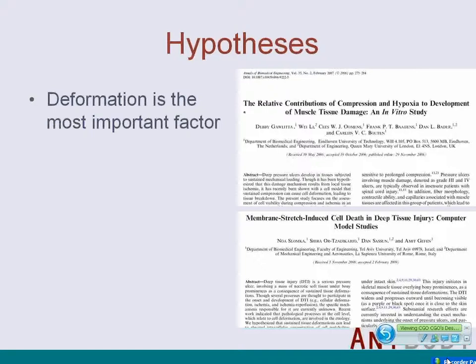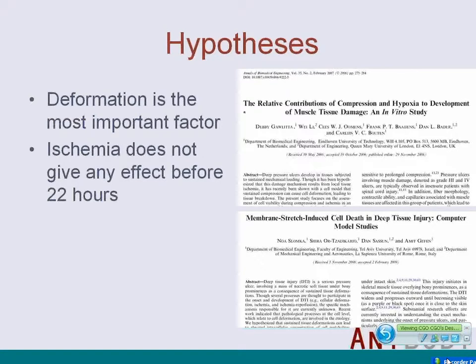Basically, this means that they had cells growing in the lab, and some of them they compressed, and some of them they didn't allow to have any oxygen, and then they saw which one of them died first. They found that deformation is the most important factor, and it's much more important than the oxygen. They could starve the cells for up to 22 hours before something happened with these cells, and it didn't really add a lot of effect if they both deformed them and also subjected them to hypoxia.